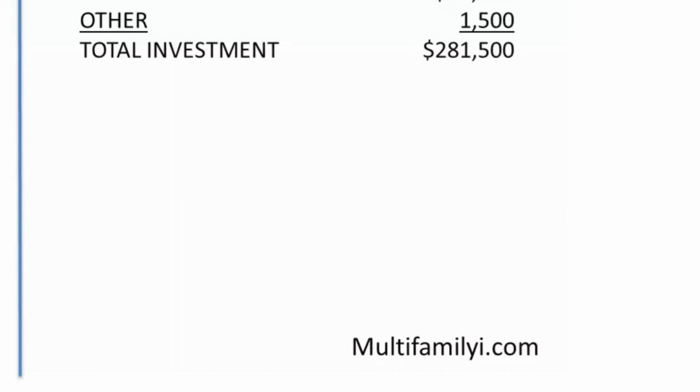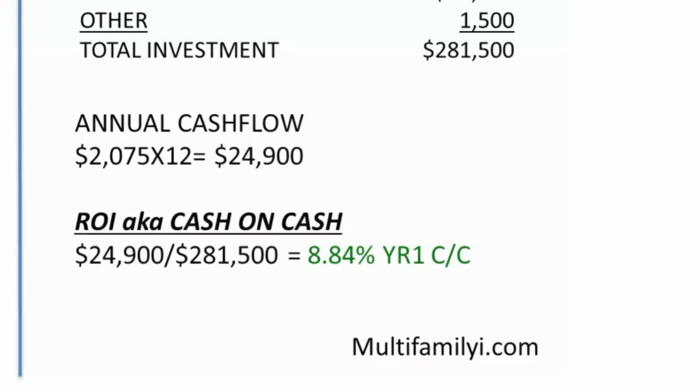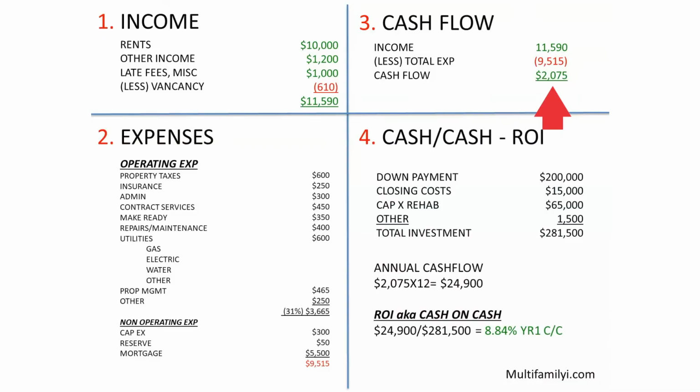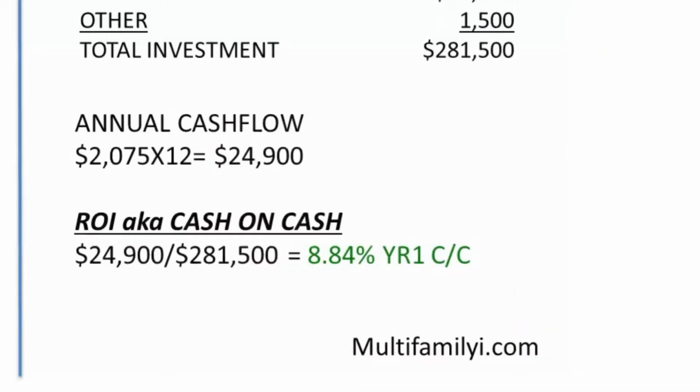Now, to calculate the annual cash flow, you're going to take the $2,075, that's the free cash flow from quadrant 3, multiplying that by the 12 months, right? You have to annualize it. And that gets you $24,900 in the annual free cash flow on the property.